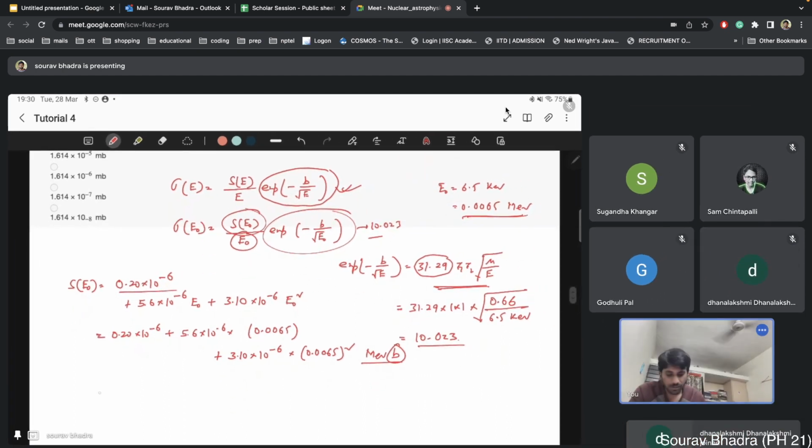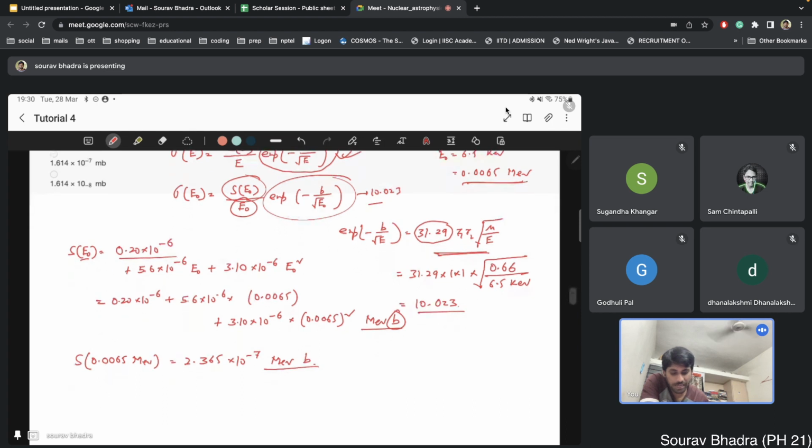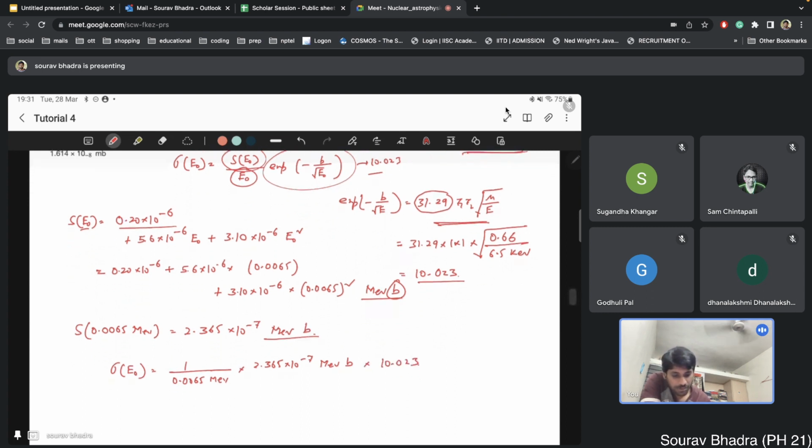So if we do the calculation, S for 0.0065 MeV is actually, because E0 is 0.0065 MeV, 2.365 into 10 to the power minus 7. These values I have written in my notes, that way I am putting it directly. So this is MeV barn. Now we have all the equation, all the values. We will now just calculate sigma E0. So E0 is 0.0065 MeV. Good. That S is 2.365 10 to the power minus 7 MeV barn unit, and that 10.023, the exponential minus B by E0.